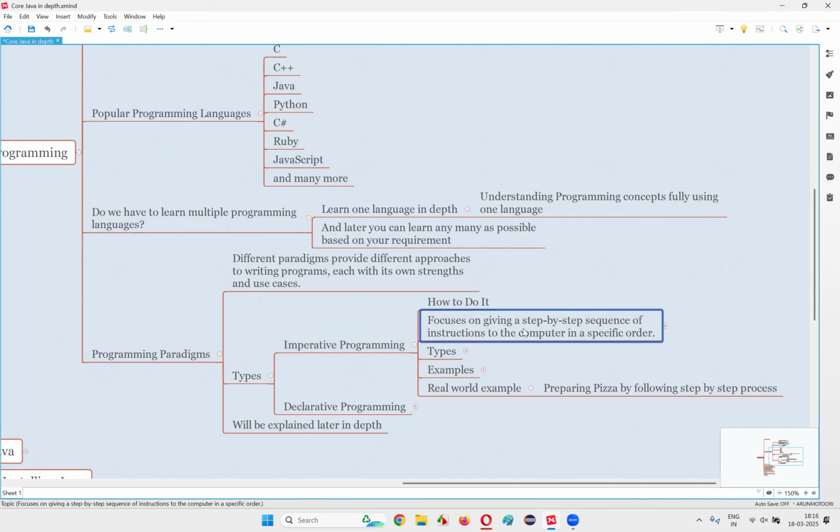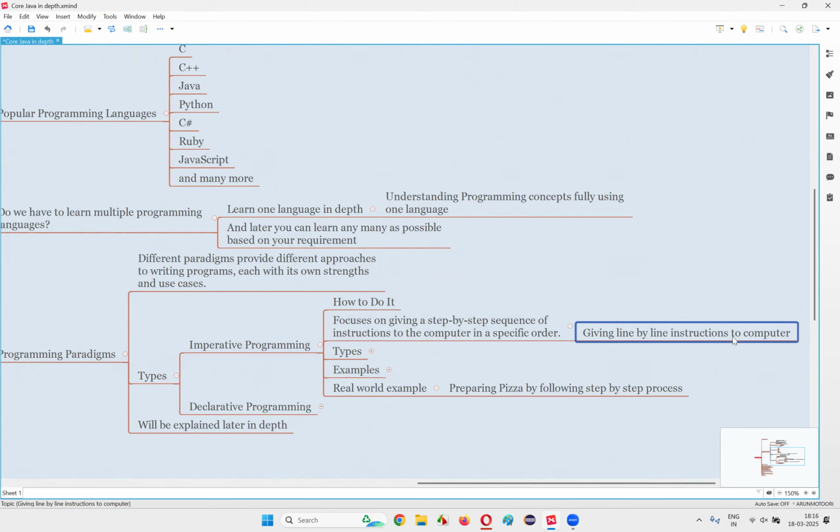You are giving instructions to the computer to follow the code in a step-by-step manner, a sequence of code, and perform the task in sequence. Giving line-by-line instructions to the computer is the imperative way of programming. If you write the program so that it gives instructions to the computer one line after another, that is called imperative programming.